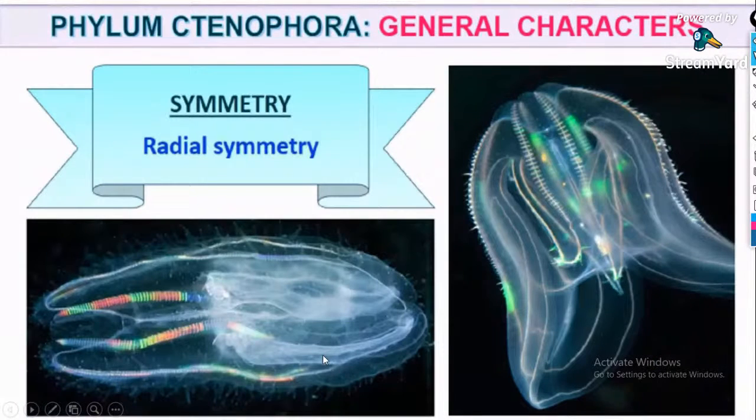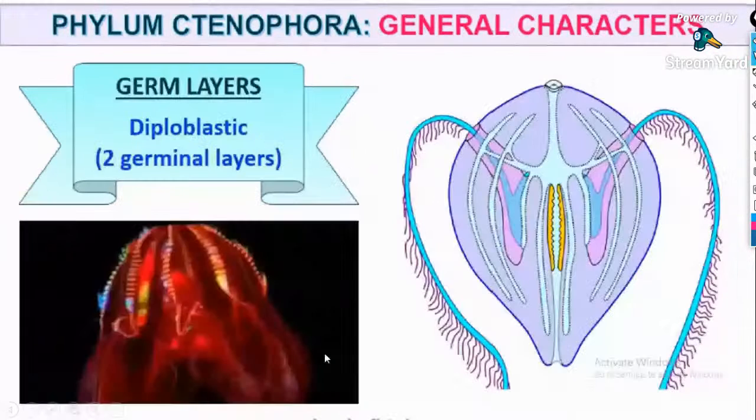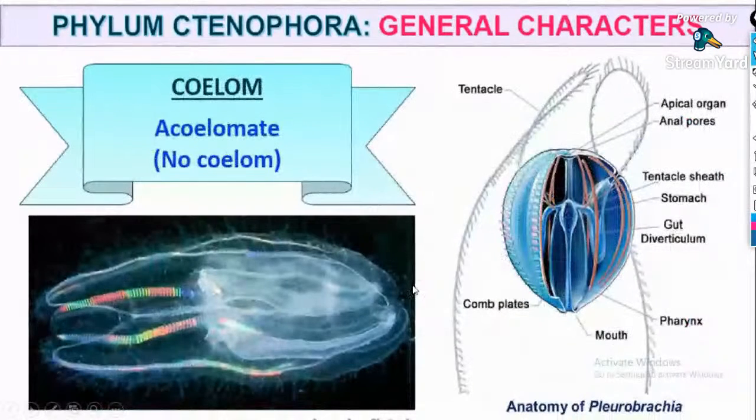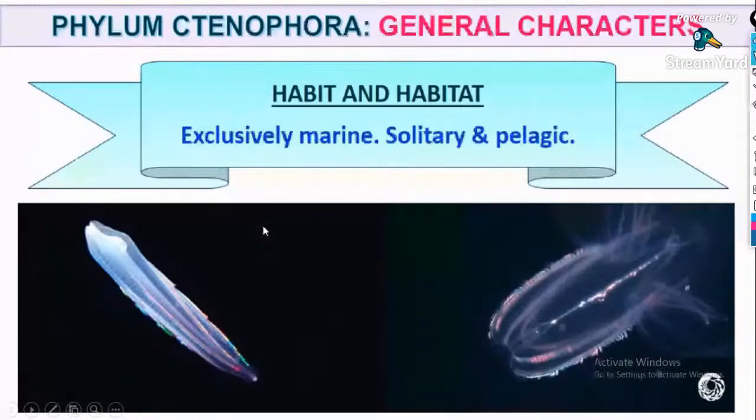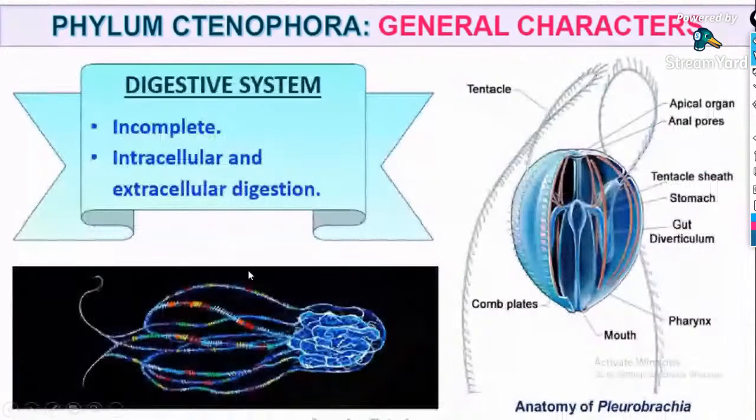Symmetry: radial symmetry. Germ layers: diploblastic, that is two germinal layers. Acoelomate, there is no body cavity. Habit and habitat: exclusively marine, solitary, and pelagic. They have a gastrovascular cavity. The digestive system is incomplete. Intracellular and extracellular digestion take place.